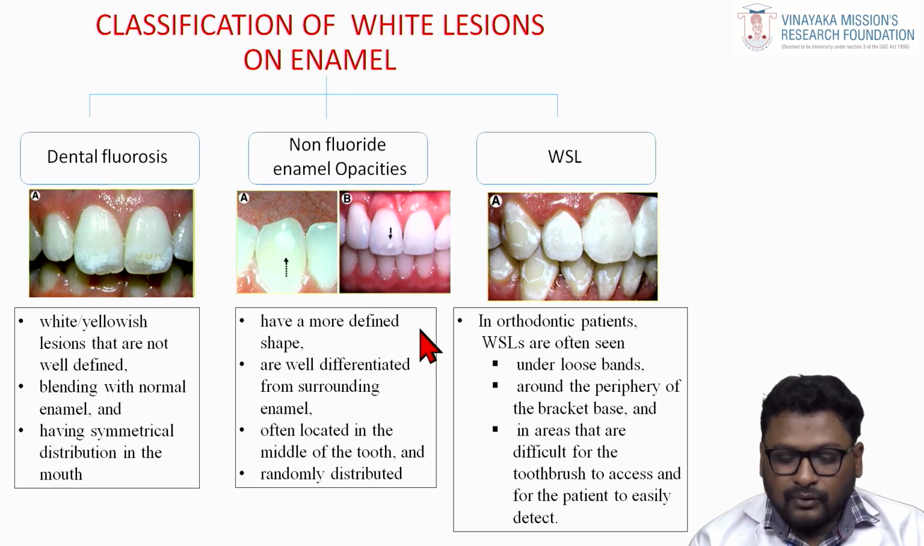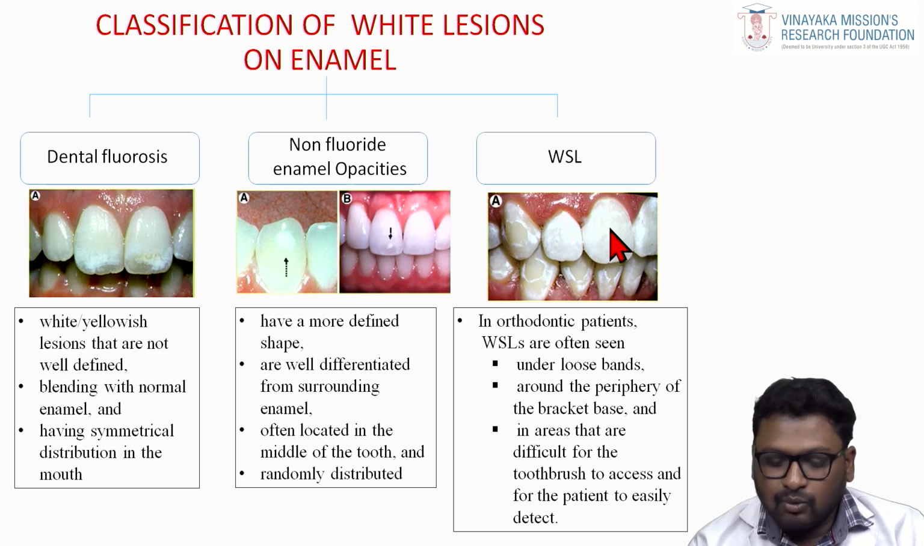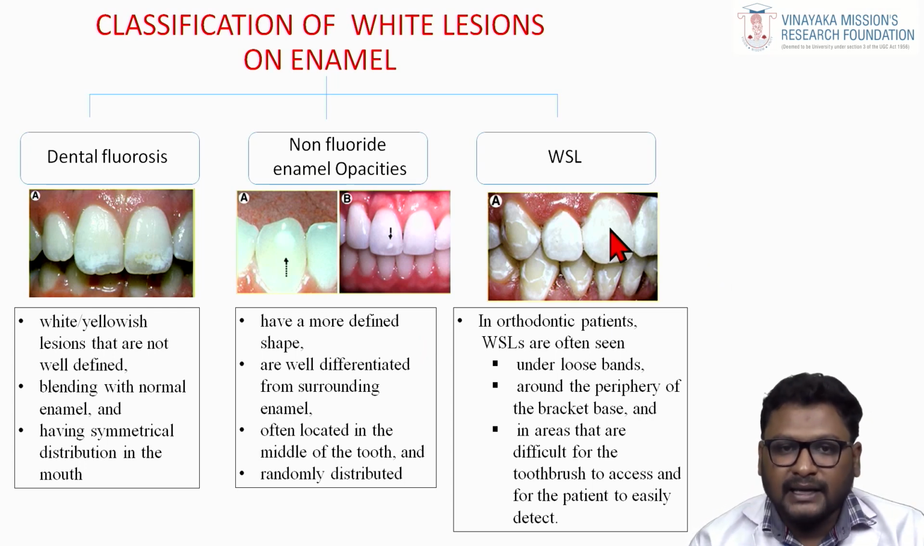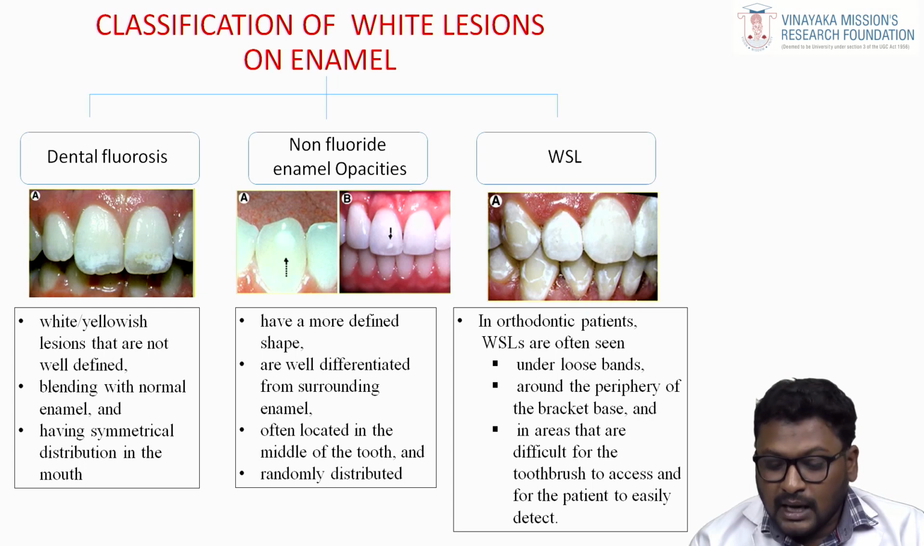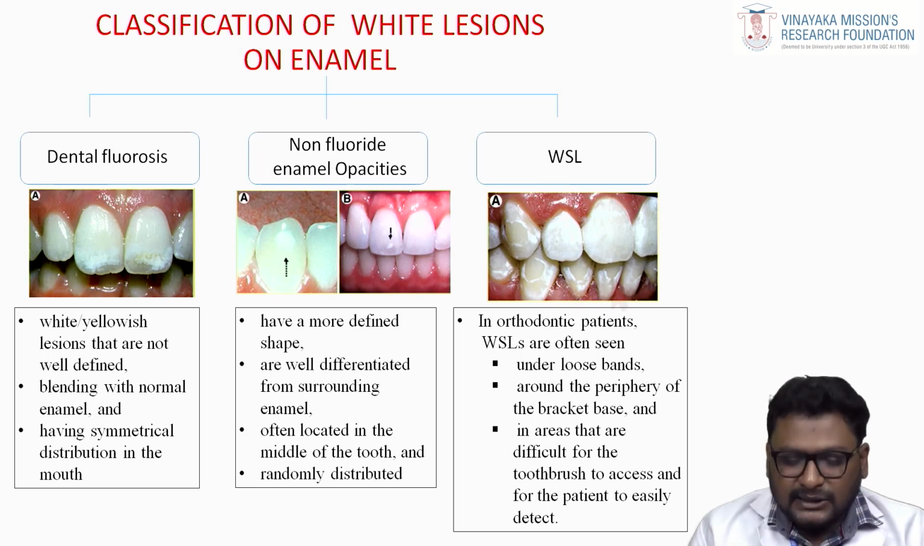And the final one is white spot enamel lesion. You can see that it is most commonly present under the brackets or loose bands. So you can easily visualize the presence of white spot enamel lesions under the brackets. You can see that this is an area where white spot enamel lesions occur. So this is the basic classification of white lesions given by Bishara.